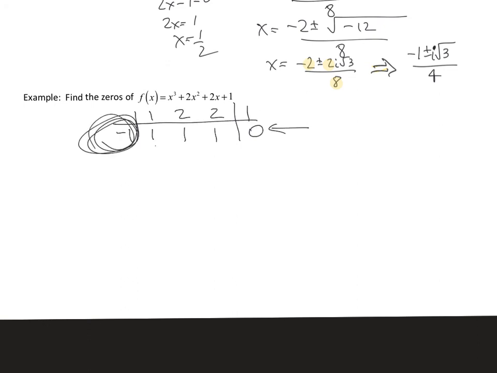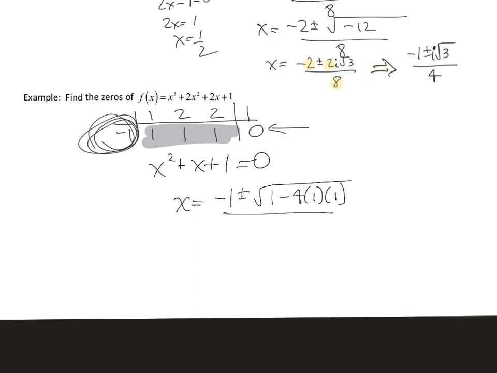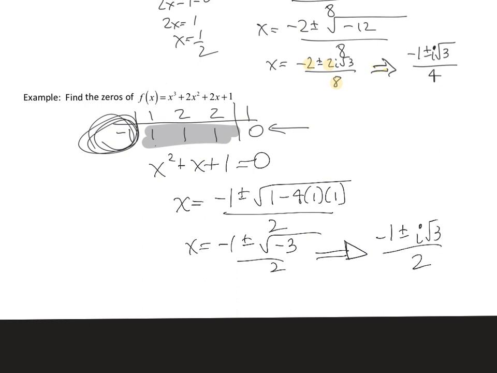But the other 2, because I'm looking for 3 total, are going to be found from these coefficients. x squared plus x plus 1 equals 0. So quadratic formula, here we come. x equals negative b plus or minus the square root of b squared minus 4ac all over 2a. Negative 1 plus or minus, let's see. This is 1, that's negative 3, which means as soon as I pull the i out, I should have my other 2 answers. So my 2 imaginary or complex answers along with my 1 real root.